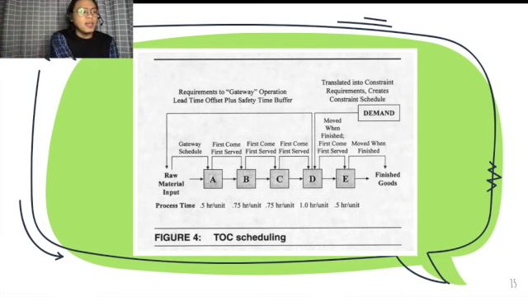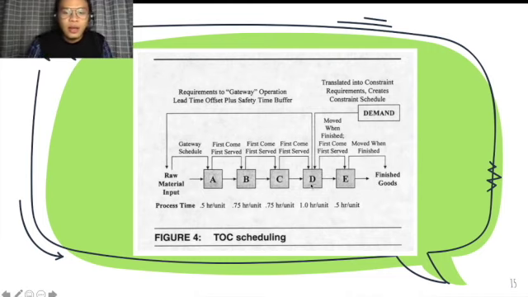So as you can see, TOC creates a scheduling logic quite different from JIT and MRP. It begins by identifying the constraint, which in our example is process D. Why do they consider process D as the constraint? Because this is the only step in the system that takes an hour to finish. So they consider it the constraint.